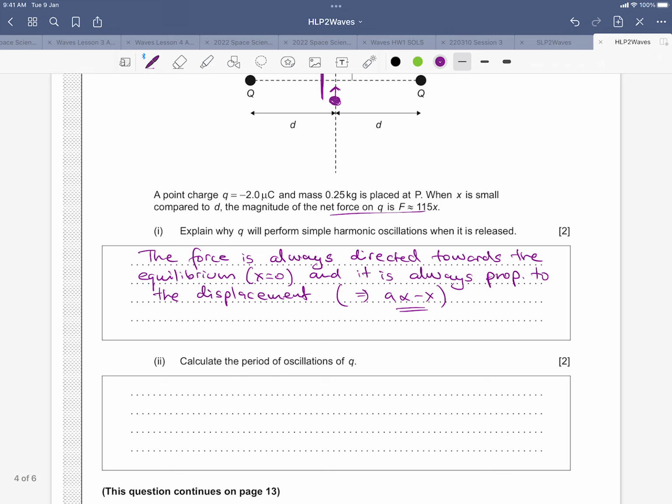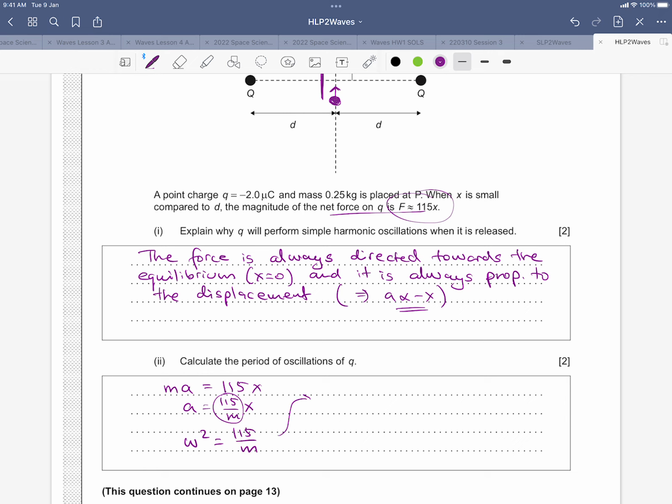Then we have to calculate the period of oscillation, so we have to now use the fact that, okay, force is, of course, ma. The net force is ma. That's going to be 115x. We get that from what they gave us. And then the acceleration is 115 over m times x. And why do I do that? Because we have to remember that the constant in front of x for simple harmonic motion is always the angular frequency squared, right? So this is omega squared is 115 over m.